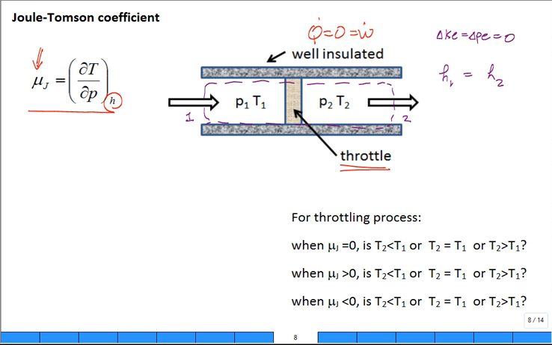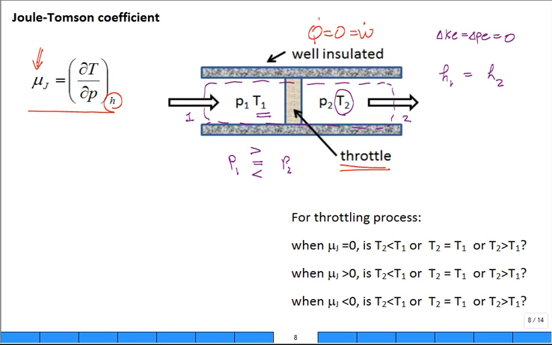True? So if you knew the Joule-Thomson coefficient for this substance undergoing a throttling process, you'd be able to tell right away the relationship between the outlet temperature, T2, and the inlet temperature. First, what about pressure, P1 versus P2? Is P1 greater than P2, equal to P2, or less than P2? Your intuition is going to have to help you on this one.